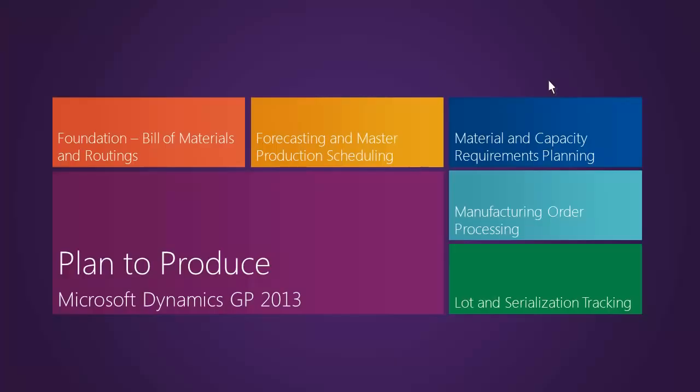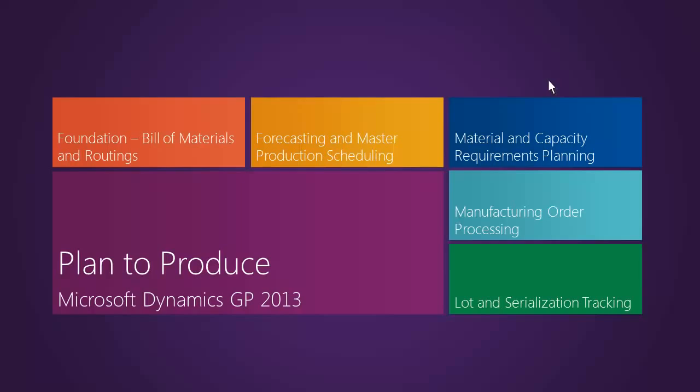Within the Plan to Produce business process in Microsoft Dynamics GP 2013, manufacturing order processing is really the execution side of it. It's where the rubber hits the road. It's where we're going to do something. Not planning, we're actually converting sub-assemblies and raw materials to finished goods. The primary thing I want you to remember about what we have just seen is flexibility.